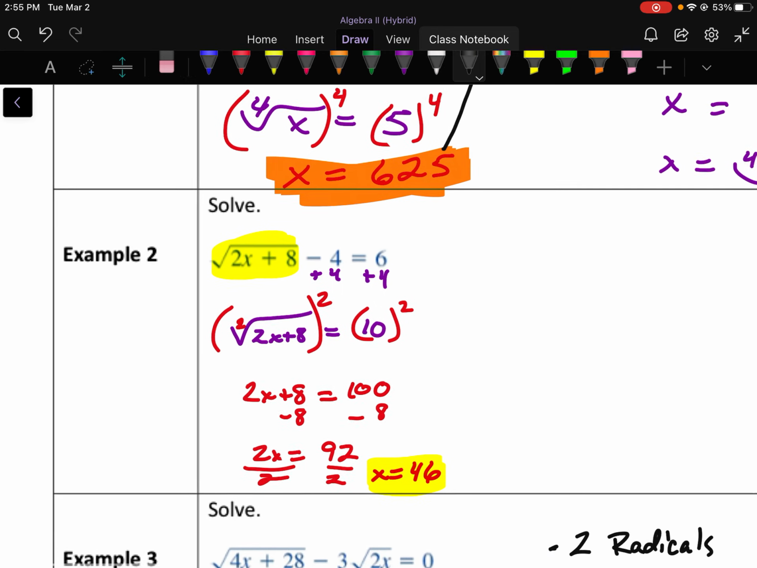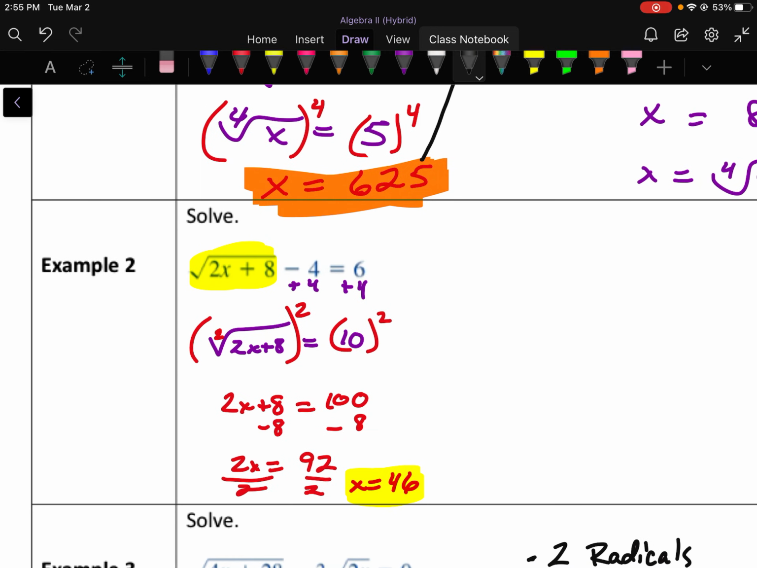In example number 2, we have a square root here, so we cannot have a negative number. What you need to do is make sure that 2x plus 8 is greater than or equal to 0. It can't be less than 0 because that's going to give me a negative number that we're taking the square root of, and then you introduce imaginary numbers, which, even though we've talked about them, we're trying to avoid.